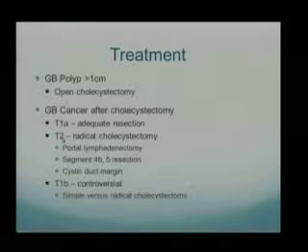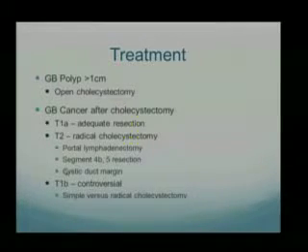T2, which would be what? We talked about T2. What's T2? That's right, but not penetrating it. So, T2 would require a radical cholecystectomy, and radical cholecystectomy has 3 steps to it. One is that we talked about portal lymphadenectomy. You excise segments 4B and 5 of the liver.